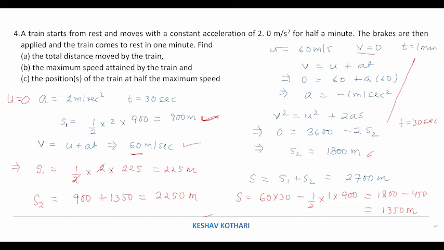Now in the next portion, the question is asking the positions of the train at half the maximum speed. So while accelerating, the rate of acceleration is constant and it attained the maximum speed in 30 seconds. So it will attain half the maximum speed in 15 seconds. So displacement in the first 15 seconds, ut is again 0, so we are applying half at square. In this equation we get 225 meter.